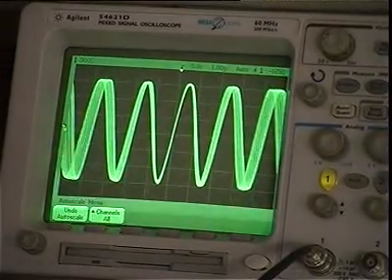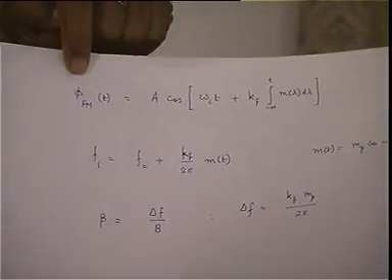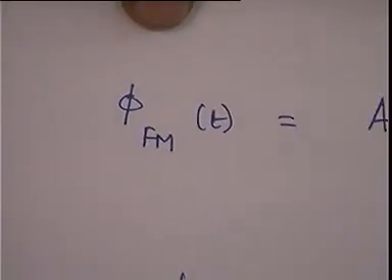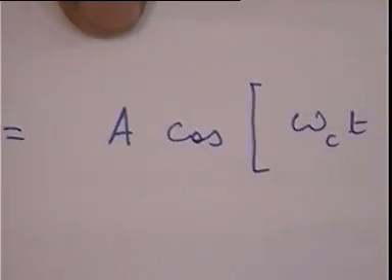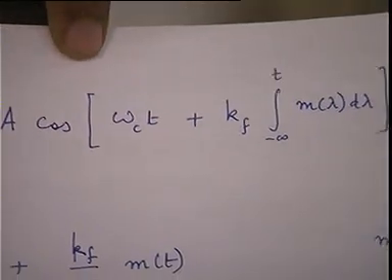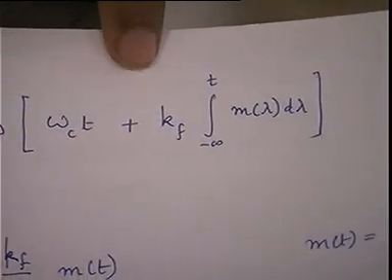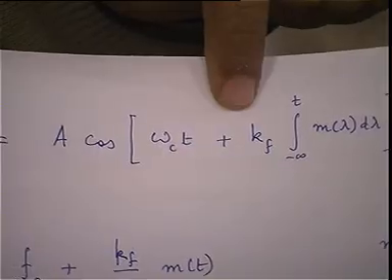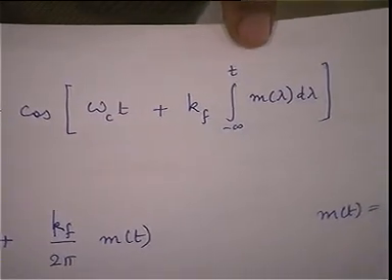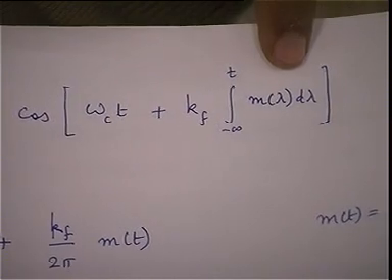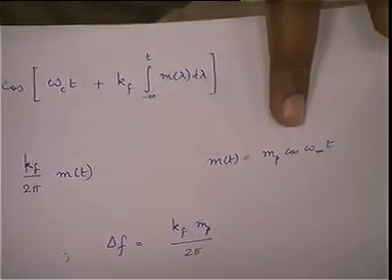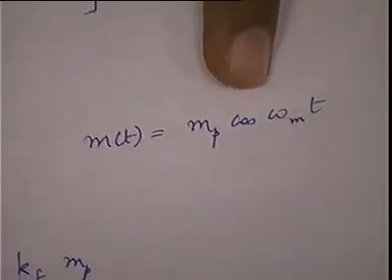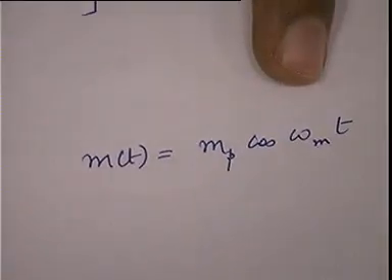Now, if you go to the FM equation, this is the equation for frequency modulated wave. Phi FM(t) is the frequency modulated signal, which can be given by A, the carrier amplitude, multiplied by cos(omega_c t + k_f times the integral of m(lambda) d lambda). k_f is called the frequency constant of the modulator. m(lambda) here is m(t), which is equal to Np cos(omega_m t). Omega_m is the message signal frequency, the angular frequency. So m(t) equals Np cos(omega_m t).